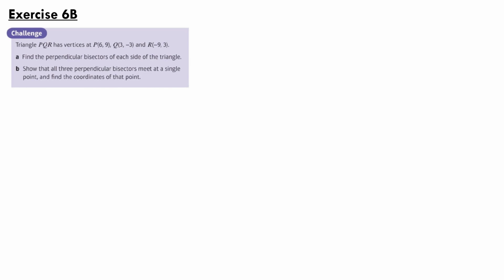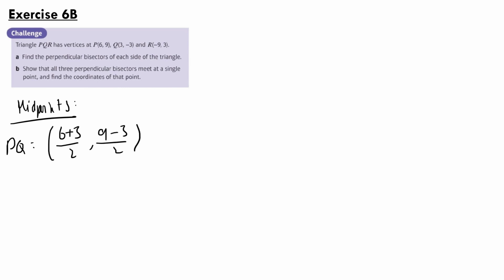So to find the perpendicular bisector, we need to first find the midpoints of the sides and also the perpendicular gradients at each of the sides. If we start with the midpoints, the midpoint of the side PQ is going to be (6 plus 3 over 2, 9 minus 3 over 2), which is (9 halves, 3).